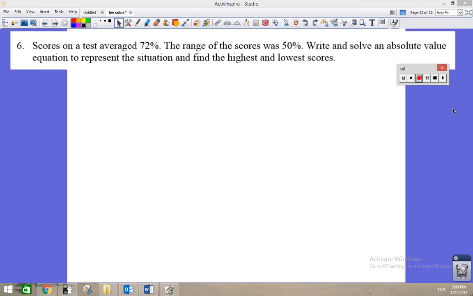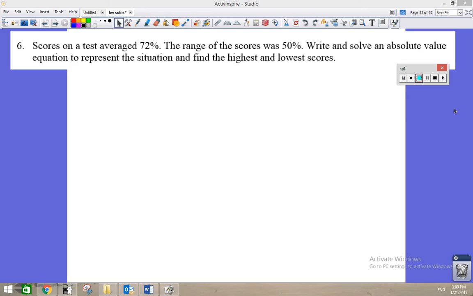Let's take a look at this problem. Scores on the test averaged 72%. The range of the scores was 50%. Write and solve an absolute value equation to represent the situation and find the highest and the lowest scores.